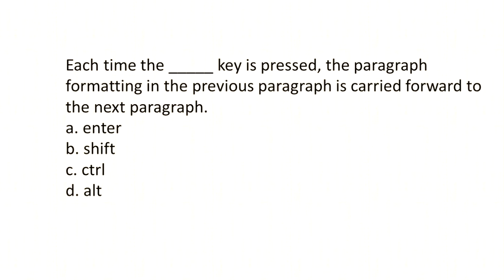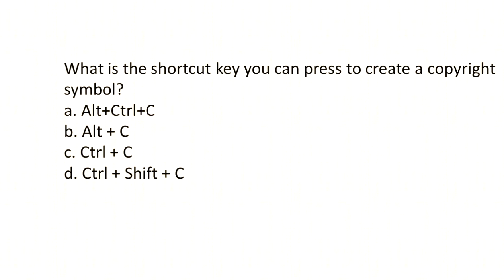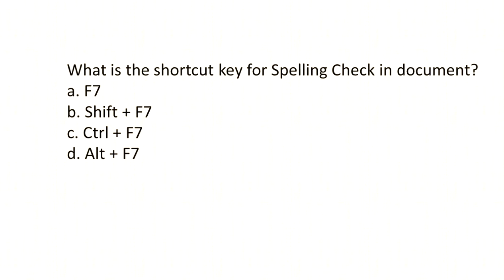Next, each time what key is pressed, the paragraph formatting in the previous paragraph is carried forward to the next paragraph. Enter key is pressed. Next, what is the shortcut key you can press to create a copyright symbol? Answer is Alt plus Control plus C. Next, what is the shortcut key for spelling check in document? Answer is F7.